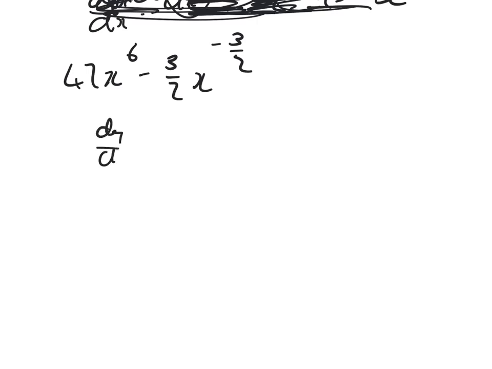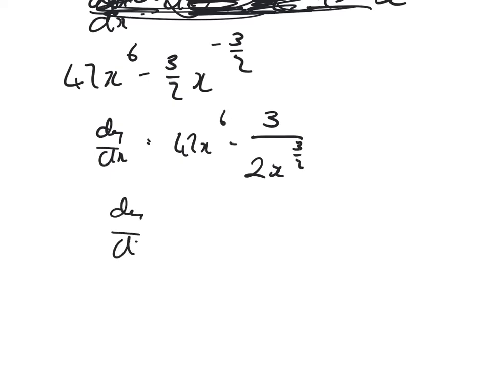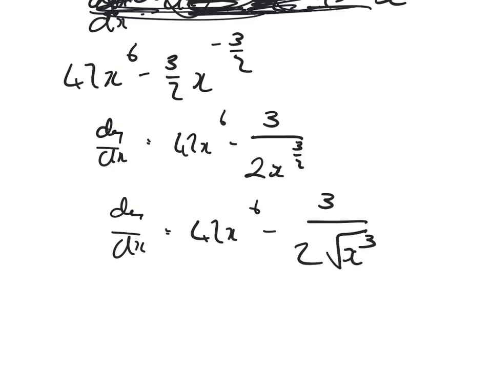Okay, so let's tidy that up. That'll be 42x to the 6 minus 3 over 2 lots of x to the positive 3 over 2. And then finally reintroduce the root symbol, so that'll be 42x to the 6 minus 3 over 2 lots of the square root of x to the power 3.